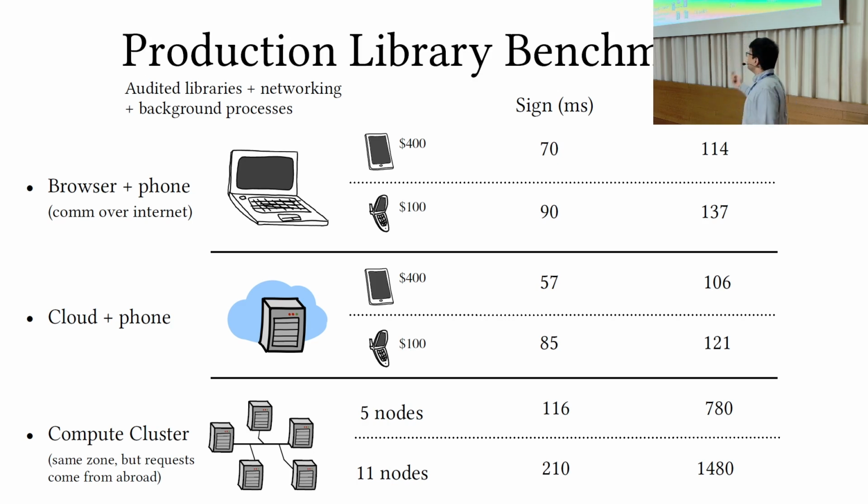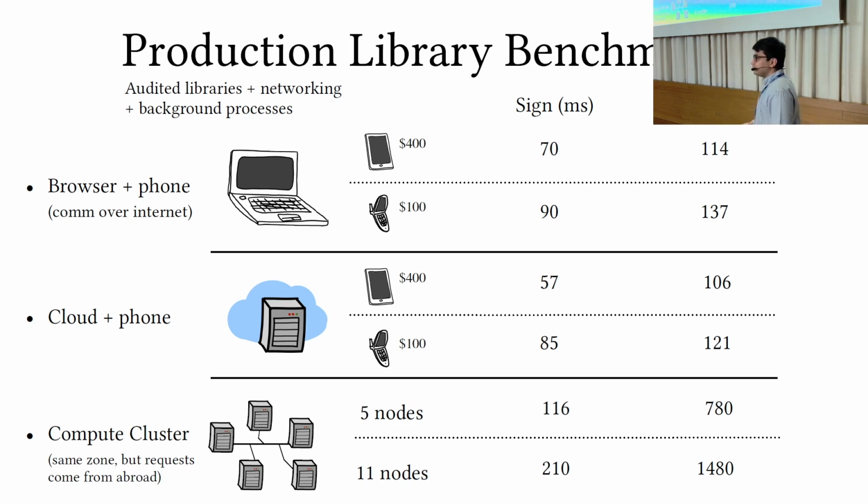The configurations that we considered were, first, browser and phone, where you're running your web application on your laptop and the other device you use is your phone, like 2FA or something like this. The other is where you have a key share in the cloud and another share on your phone. In both scenarios, we consider a range of phones: really cheap Android smartphones starting at about $100, and a mid-range Android smartphone at about $400. We also consider a compute cluster, a cluster of nodes in the US that we activate from Europe, with between 5 and 11 nodes.